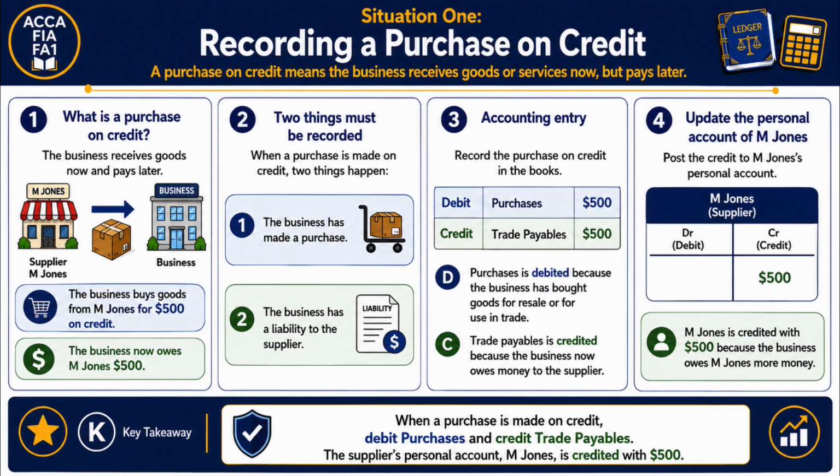For supplier accounts, remember this simple rule. Credit means the business owes more. So when a supplier invoice is received, the supplier account is credited. Why? Because the invoice increases the amount owed to the supplier.